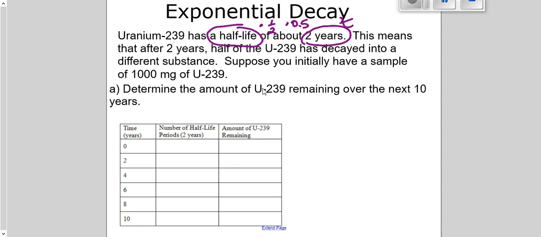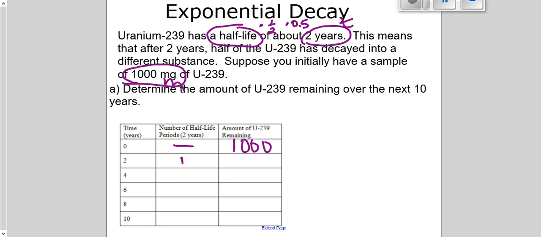So suppose you have a substance of 1,000 milligrams. So there's our M value. That's our initial value. Determine the amount of uranium-239 remaining over the next 10 years. So let's start here. So the number of half-lives, remember we said, is every 2 years. So at 0 years, we haven't had a half-life yet. And so we would have that 1,000 milligrams.